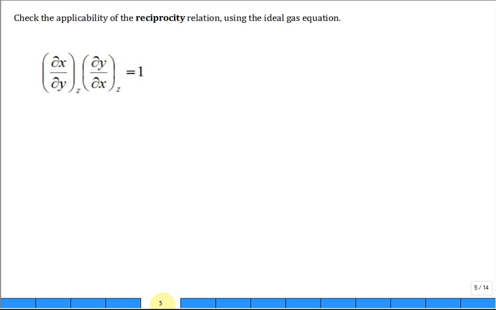Here, let's try to work out this problem. Check the applicability of the reciprocity relation using the ideal gas equation. Well, the ideal gas equation, PV is equal to RT, right? Just have to pick one. Do you want Z to be X, P to be X, Y, or Z? If you let it be Z, fine. Then this one can't be Z, it needs to be like X, and that one needs to be Y. You see what you're doing? You're taking the general form for this particular relationship, translating it.